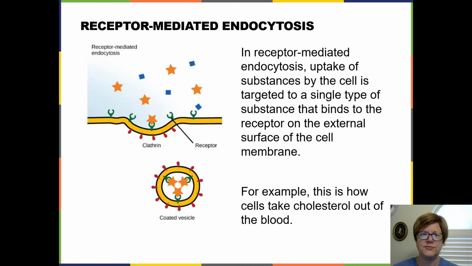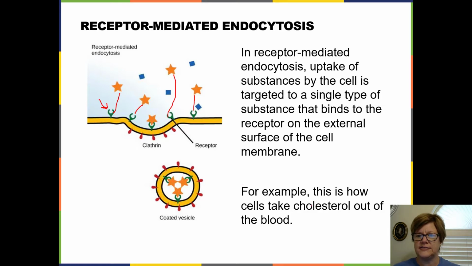This picture is showing receptor-mediated endocytosis, which, like I said, is basically where the cell has these little receptors on its surface, and let's say it wants to catch the star molecule, whatever that is, and it doesn't want the square molecule. So the receptors will catch just the one type of molecule that it wants, and when all the receptors have caught something, that activates the endocytosis event, the bringing in of that item.